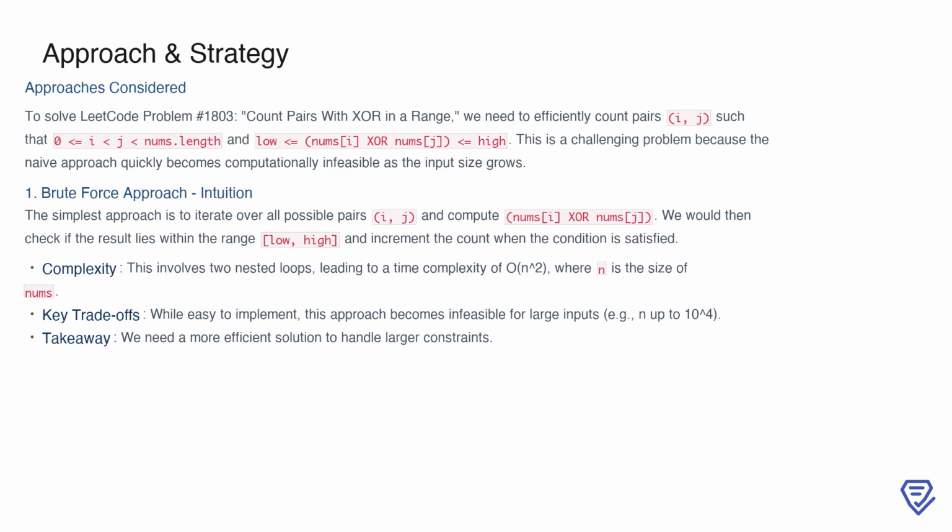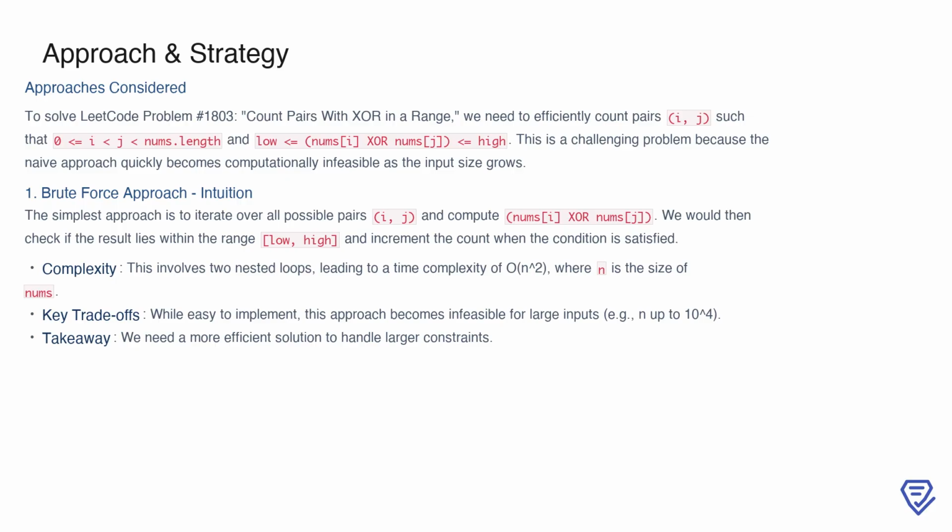To tackle the problem of counting pairs with XOR in a given range, we start by understanding the requirements. The goal is to find all pairs of indices (i, j), where 0 <= i < j < nums.length, and the XOR of their corresponding values, nums[i] XOR nums[j], lies within the range [low, high]. A straightforward solution to this challenge is the brute force approach. Here, we iterate over all possible pairs of indices, compute their XOR value, check if it falls within the specified range, and increment the count accordingly.